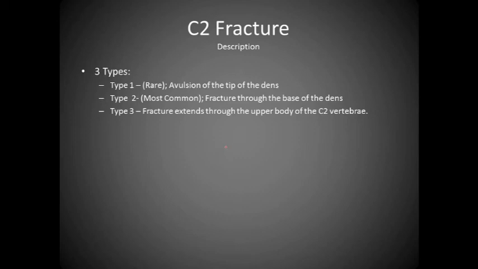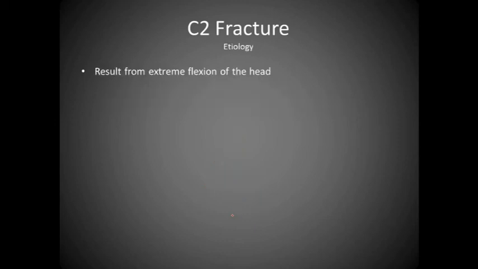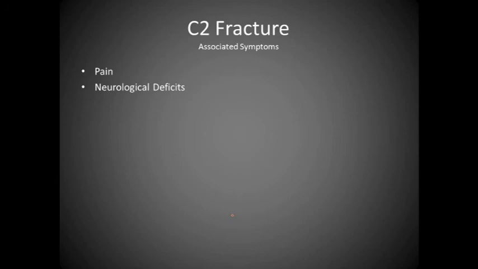So basically, if we say that this is the odontoid, type 1 is just going to be an avulsion fracture of this. Type 2 is going to be a fracture here, and type 3 is going to extend all the way down here. The result of extreme flexion of the head. So the head is bent backwards to a greater degree than what it should be. It's going to be associated with pain and severe neurological deficits.